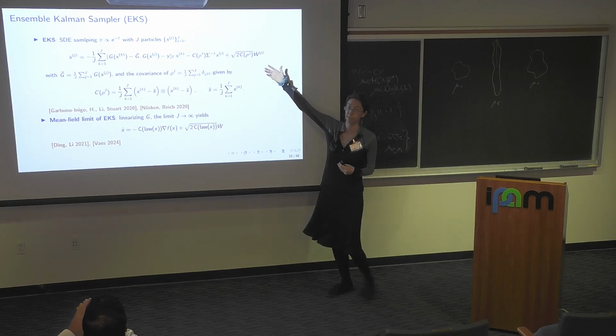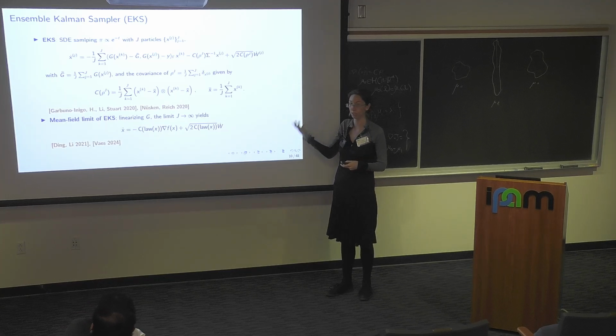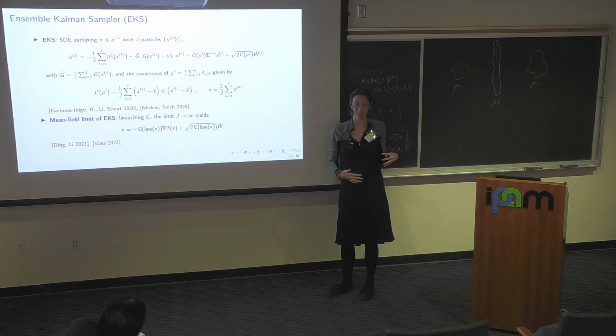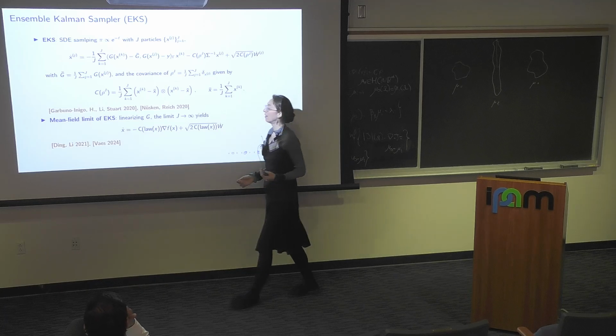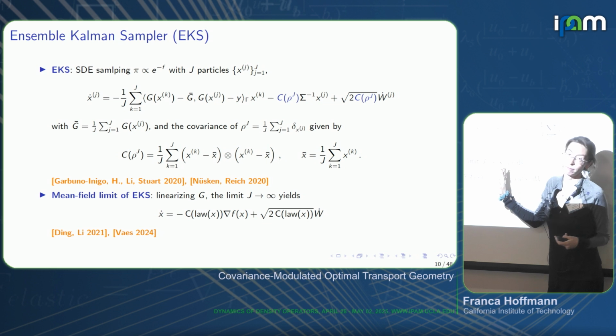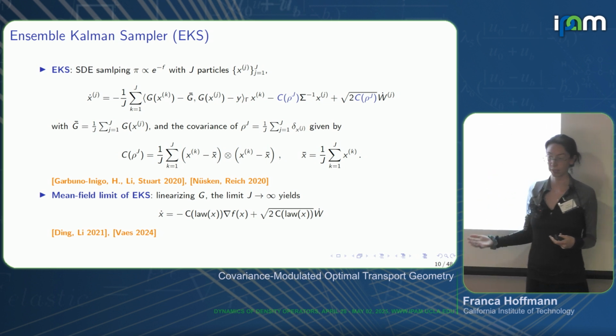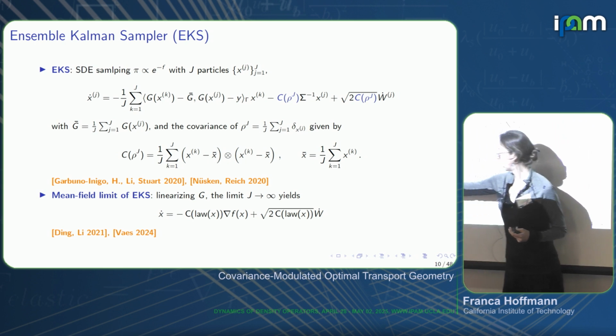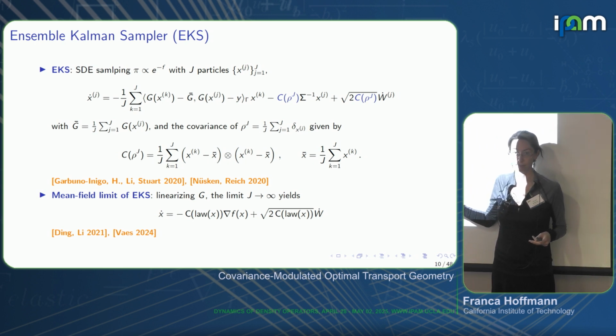So we were hoping that by setting it up in a way that you have a gradient flow structure, you actually can prove some things. And so here's how the gradient flow structure pops out. So let's say you linearize this forward map, and then you take a mean field limit. So you take the number of particles to infinity. Then a mean field particle evolves according to this equation.